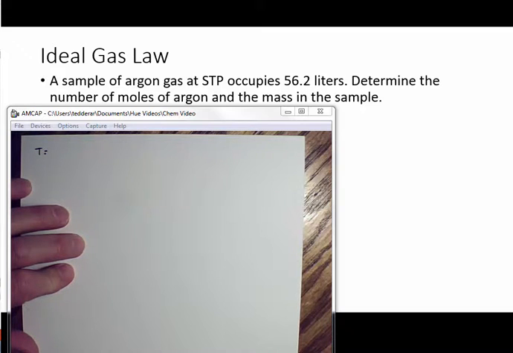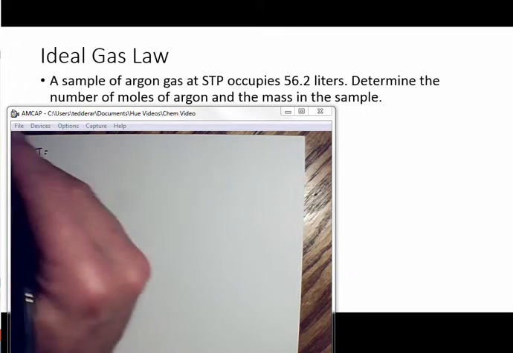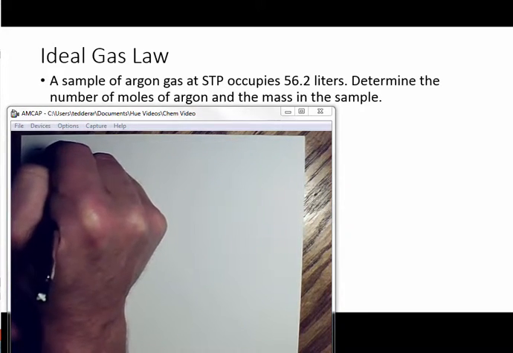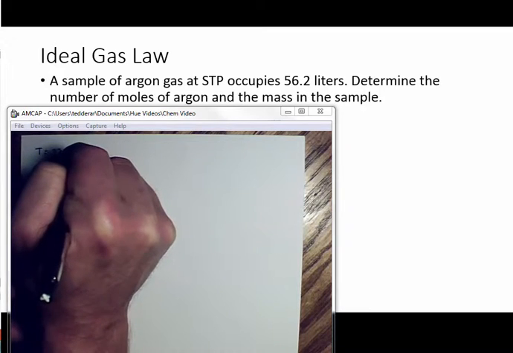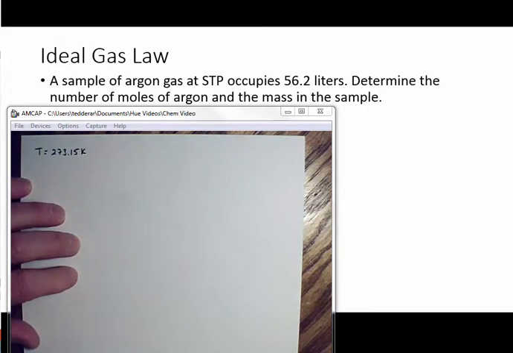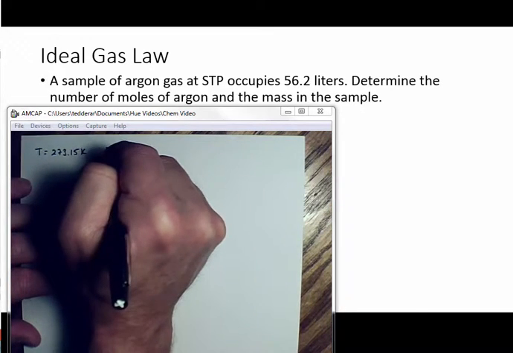0.00 degrees C, but we can't solve gas law problems in degrees C. We need the Kelvin version of that, which is 273.15 K. All right, good. And then we have standard pressure. So what's the pressure here?